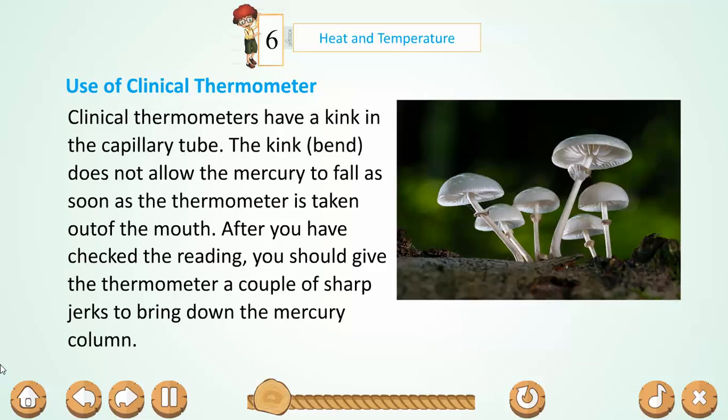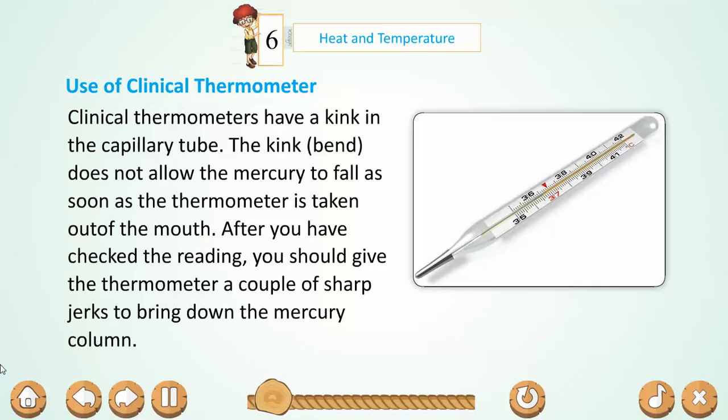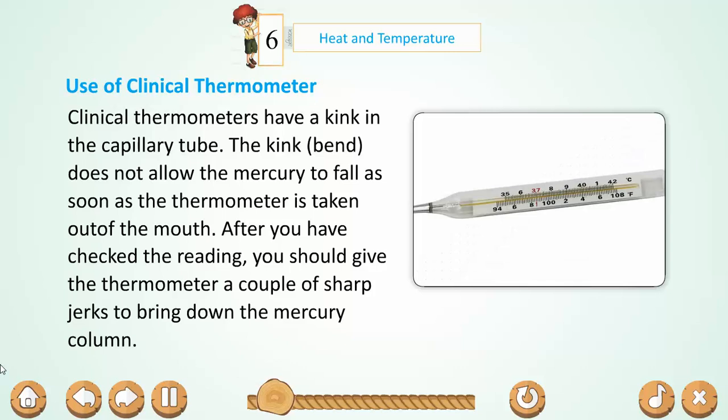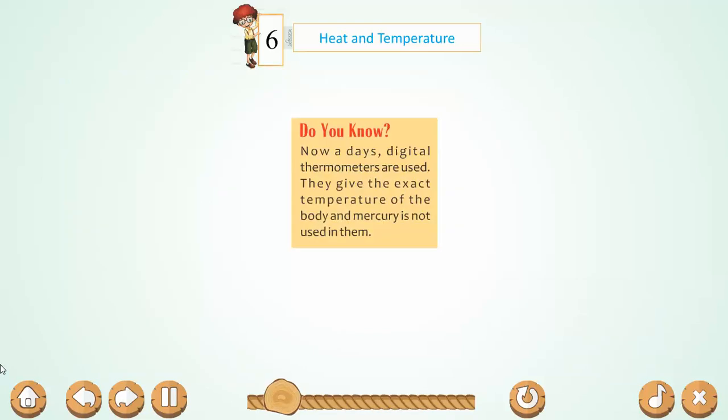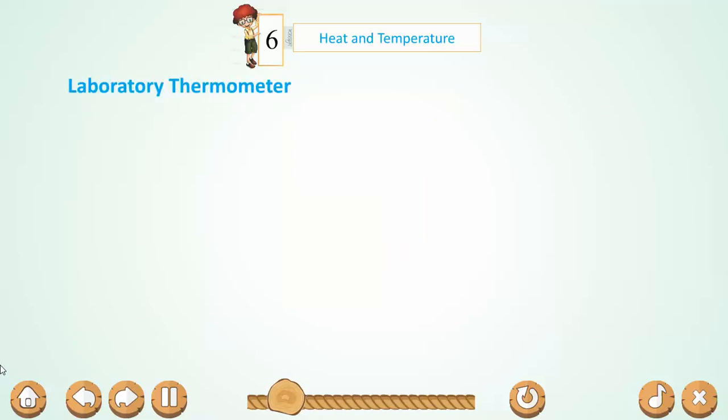Clinical thermometers have a kink in the capillary tube. The kink does not allow the mercury to fall as soon as the thermometer is taken out of the mouth. After you have checked the reading, you should give the thermometer a couple of sharp jerks to bring down the mercury column. Do you know, nowadays digital thermometers are used. They give the exact temperature of the body, and mercury is not used in them.